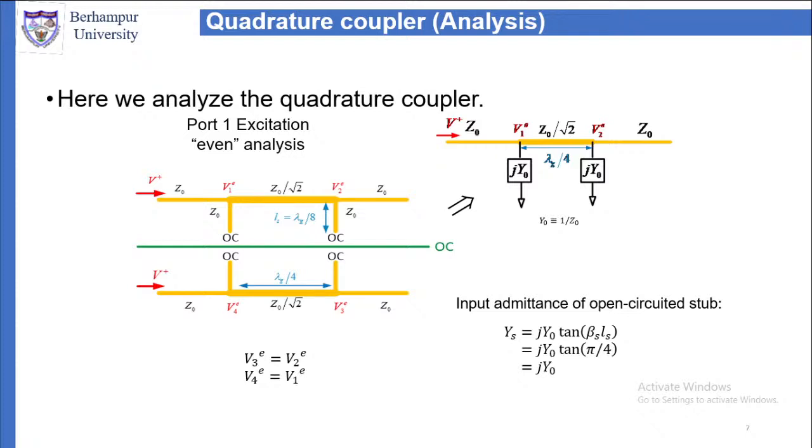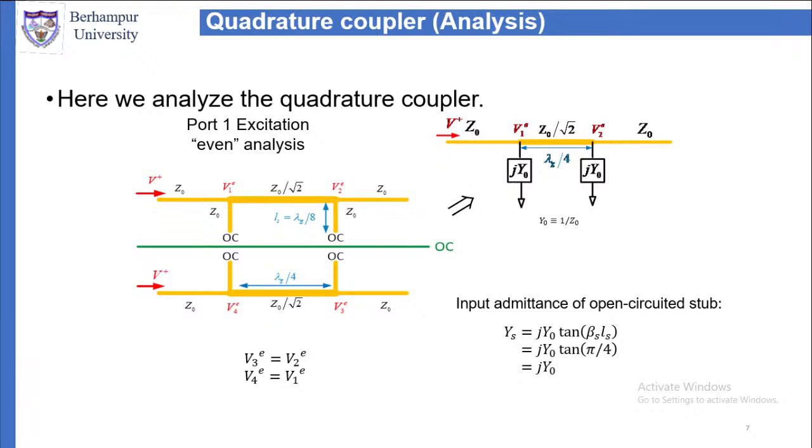Now look at this circuit. In this circuit, between port 1 and port 4, the distance is lambda g by 4. So from port 1 to the plane of symmetry, the distance is lambda g by 8. Similarly, from port 4 to the plane of symmetry, the distance is lambda g by 8.